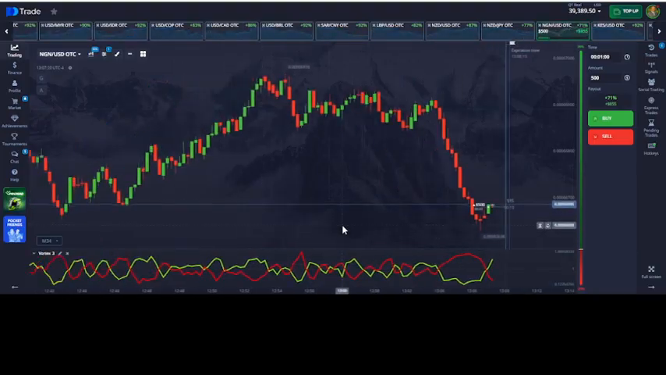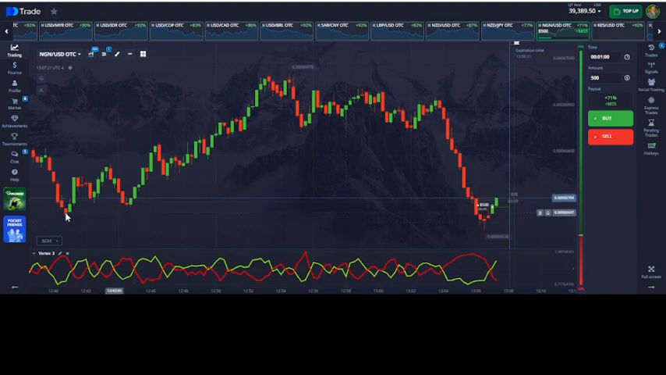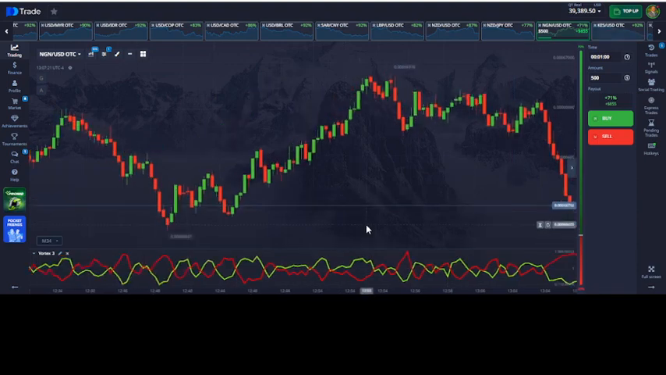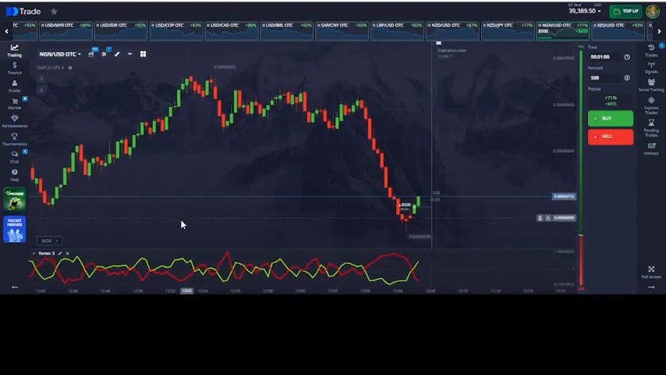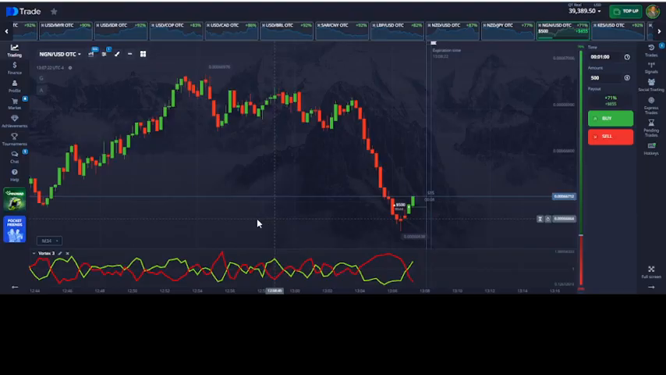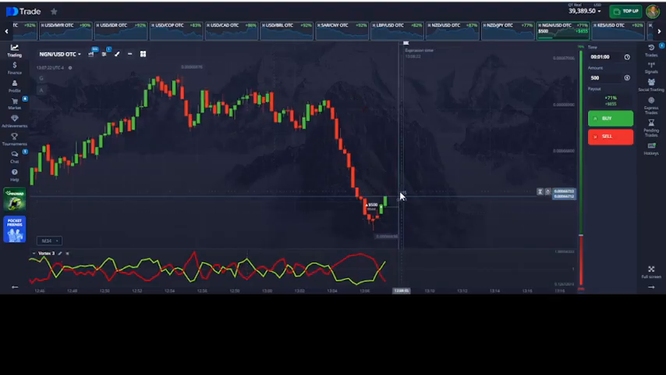The reason why I took the trade, there was a level of support here. If you look at the previous setup, previous candles here, I was anticipating a bullish reversal here. So let's monitor this trade and wait for the expiration.